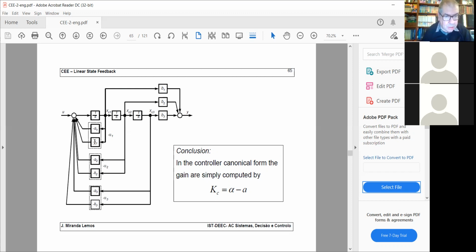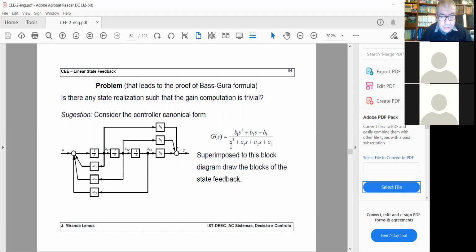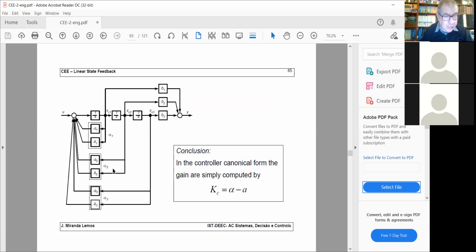Now, minus k1 is in parallel with minus a1. So you can lump everything together and say, well, this is the coefficient of the closed loop polynomial, because if I don't have any feedback, a1, a2, and a3 are the coefficients of the denominator of the transfer function. So they are the characteristic polynomial of the system. Now, I'm just changing the value of a1. Instead of having a1, I have a1 plus k1. Okay?